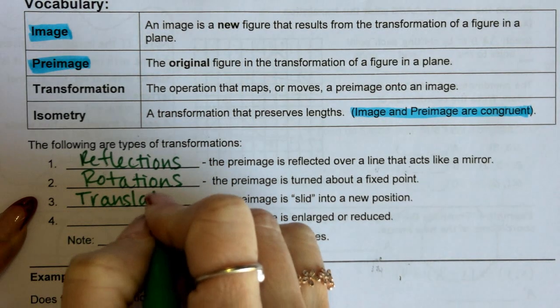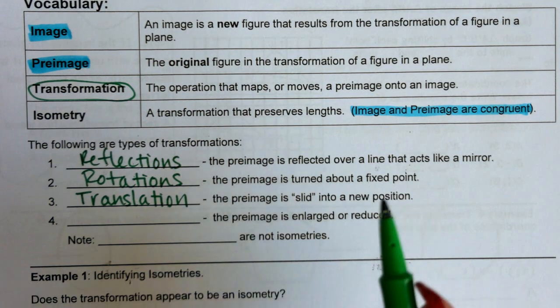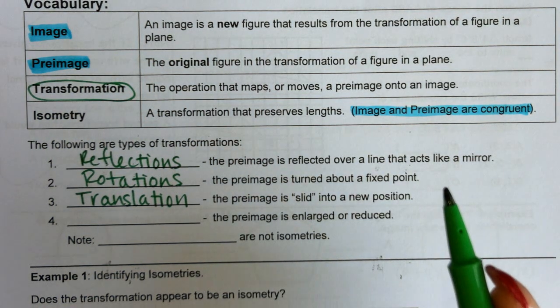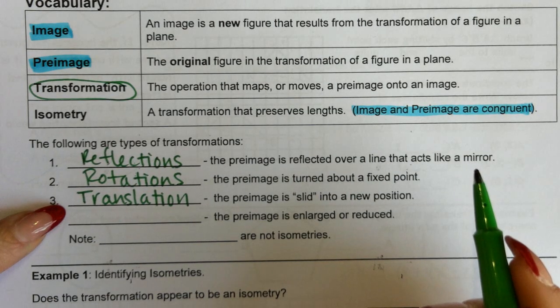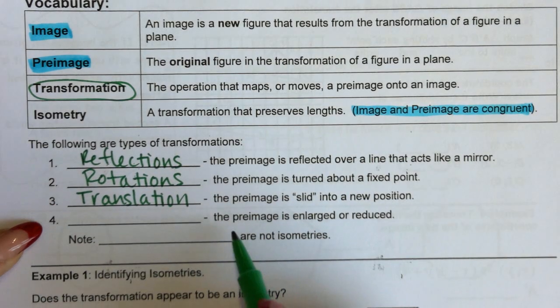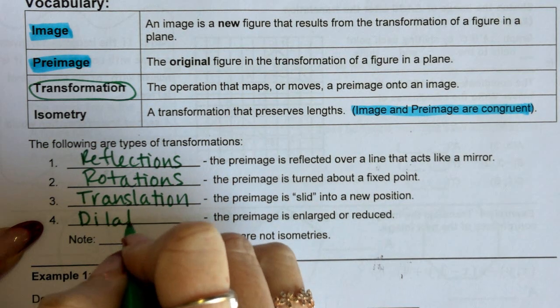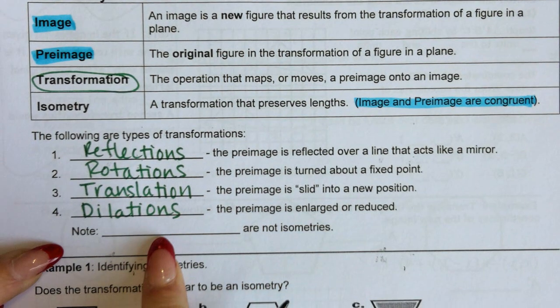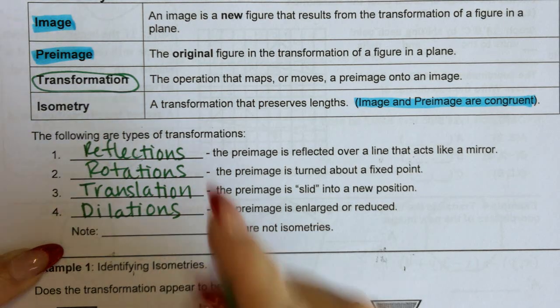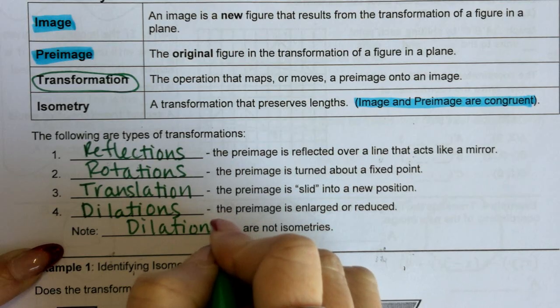Translation. So people get those confused because transformations are all of them. We're transforming the pre-image into a new image. But translation means slide, okay? All right, pre-image is enlarged or reduced. Dilations. Good. All right, and then you fill in this blank. Which one is not an isometry? Dilation. There we go. Good job.